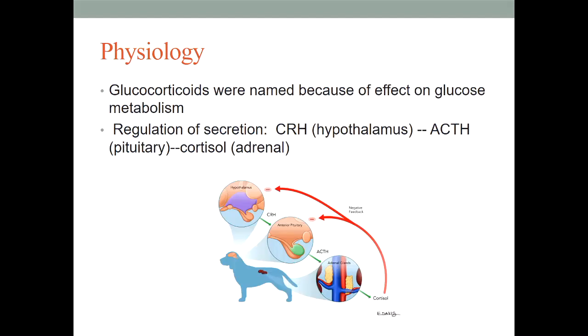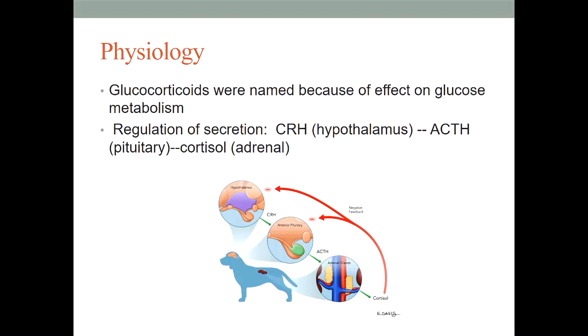Okay. So glucocorticoids got named because of their effect on glucose regulation. This is a huge thing that I find as someone who spends a lot of time trying to treat diabetes mellitus. Glucocorticoids can have a huge effect on that. And that's actually, again, where they got their names, because glucocorticoids interfere with insulin. And so it interferes with the ability of insulin to do its job.